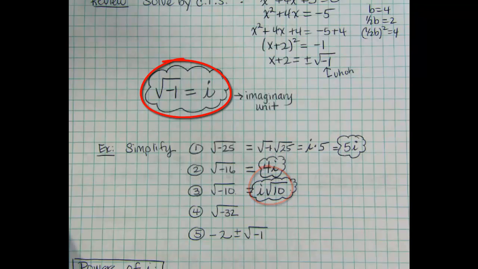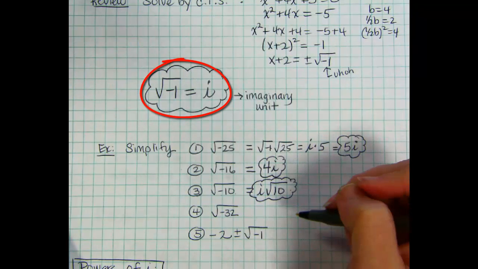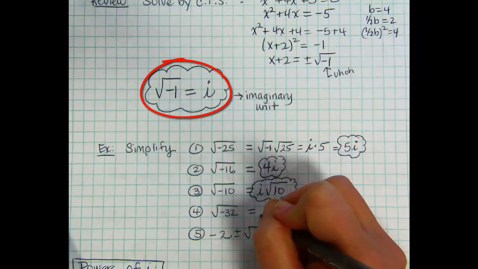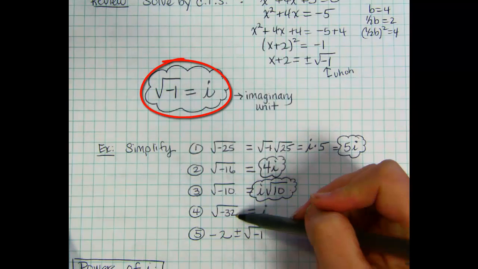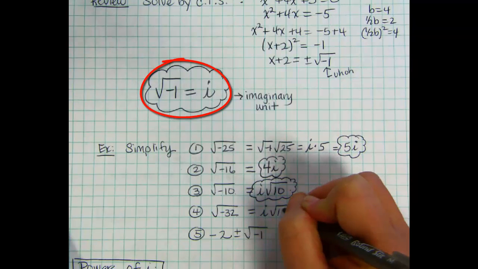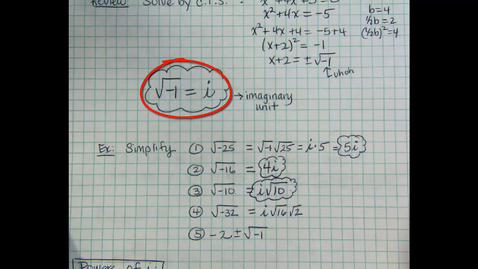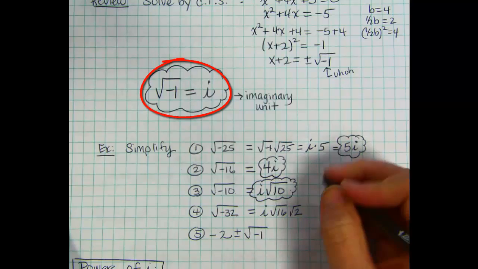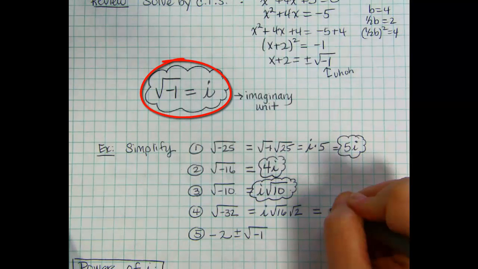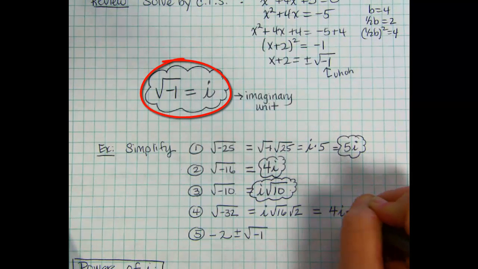And that's it. For the square root of -32, again, I'll take that negative out and call it i. And then I wonder if I can simplify 32. Well, 32 is 16 times 2. The square root of 16 is 4, so I bring that out also. So I'll end up with 4 times i, square root of 2.